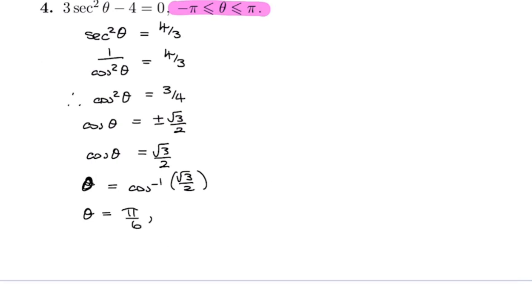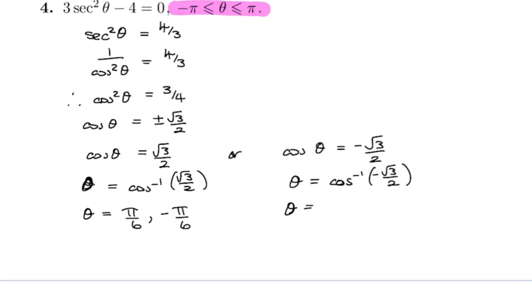And remember, because cos is symmetrical, that will also be negative pi over 6. Or I'm going to do cos theta equals negative root 3 over 2. Okay, theta equals cos minus 1 of negative root 3 over 2. Again, pop that in your calculator, you get 5 pi over 6, and again, the other solution will be negative 5 pi over 6, because, of course, the cos wave is symmetrical.